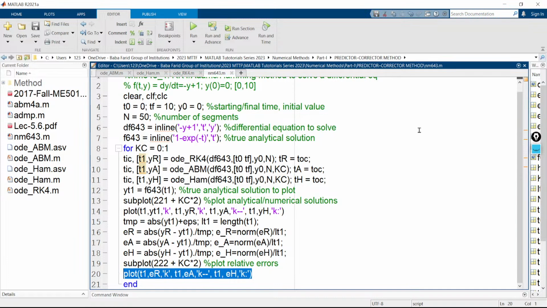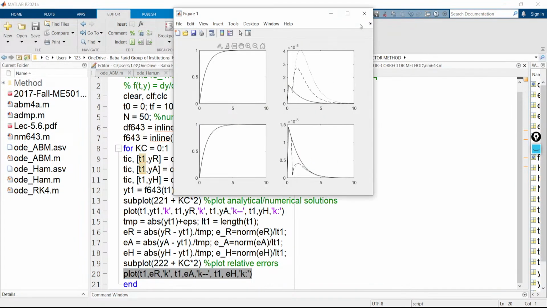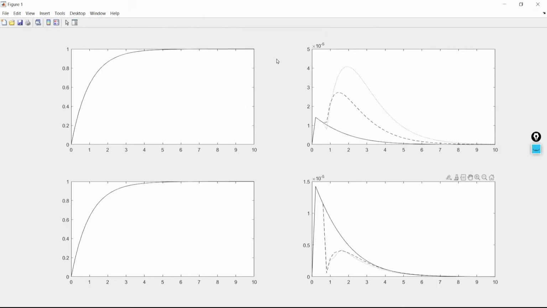Now run this file. So these are the 4 graphs you can see here. These are the corresponding graphs.